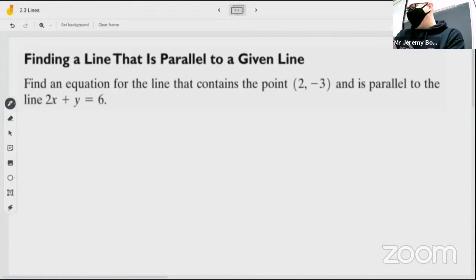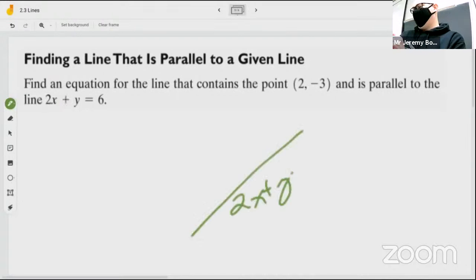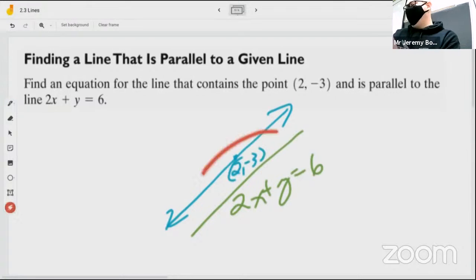So this may not even be a point on this line. It probably won't be, actually. Because if our line is going to be parallel to that one, we don't want this line to contain that point. Right? Because we have 2x plus y, and I'm just drawing this, it's maybe not even true, but let's say this is 2x plus y equals 6. We want to find a line that's parallel to it that contains (2, -3). That's what we want. What do we know about this line and this line?